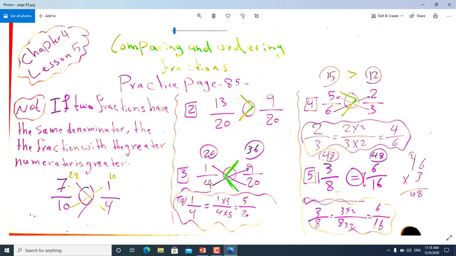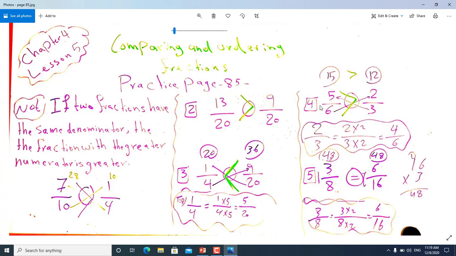Also you can use this way, cross multiplying. This 4 we multiply by 9 and this 20 by 1. 4 times 9 is 36 and 20 times 1 is 20. So 36 is greater than 20. That means this fraction is greater. 9 over 20 is greater than 1 over 4.